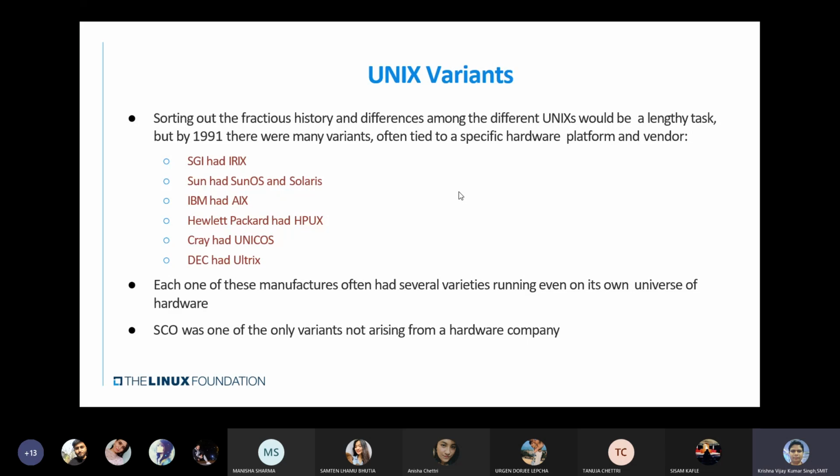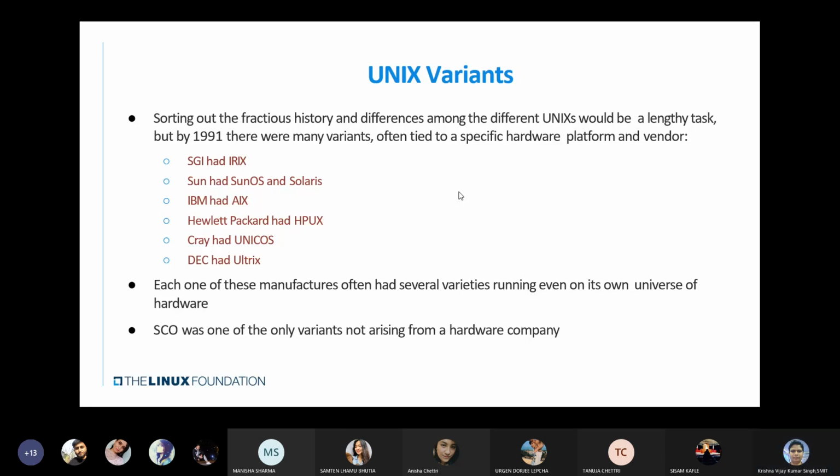Similarly, IBM is another vendor. It has developed an operating system, AIX. So this is a different flavor of Unix, a vendor specific version of the Unix operating system. HP, HP-UX, Cray, Unicos, DEC, Ultrix. Each one of these manufacturers often had several varieties running even on its own universe of hardware.